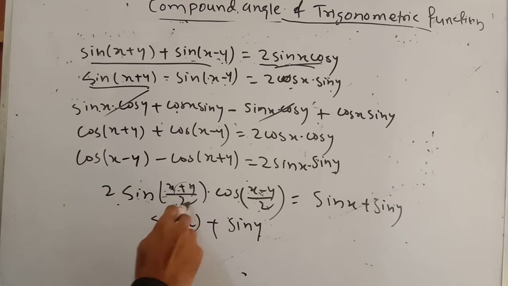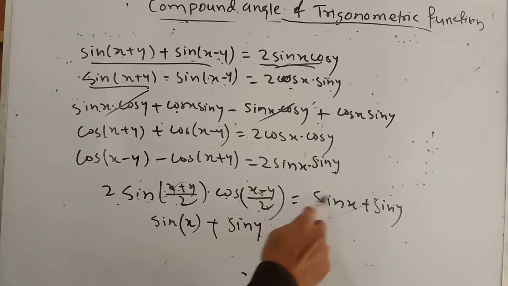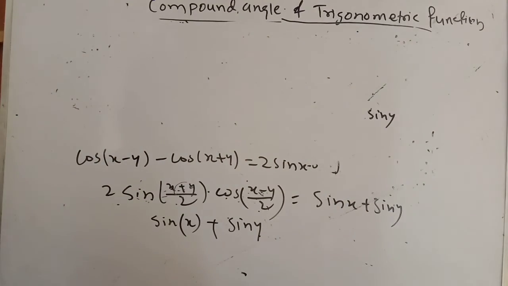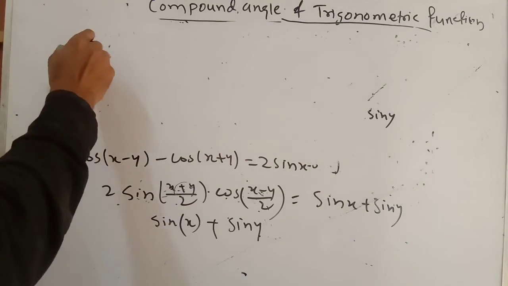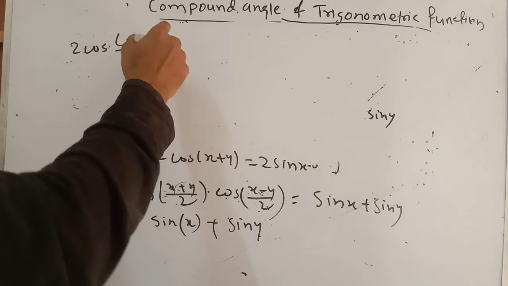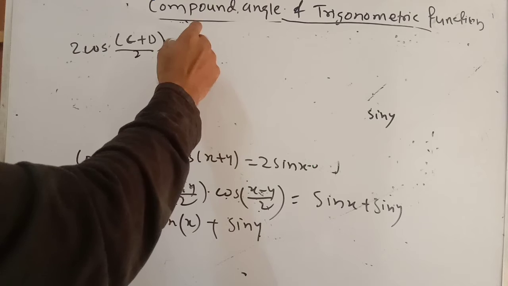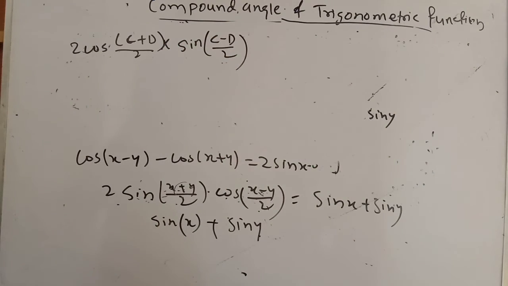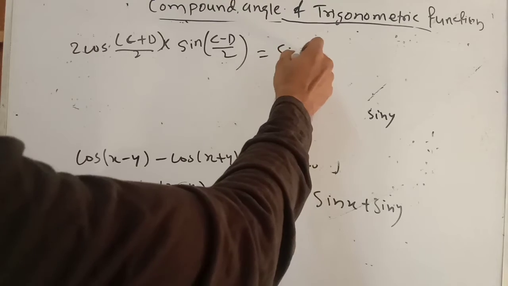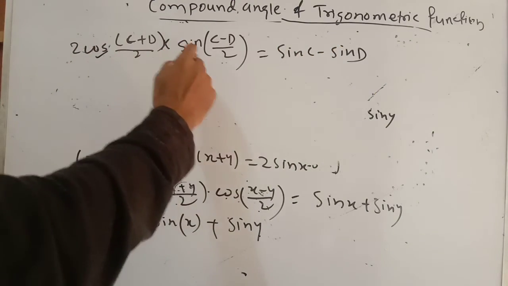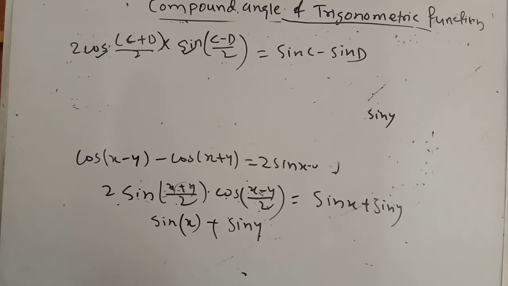So 2 sin((x+y)/2) cos((x-y)/2) is equal to sin x plus sin y. After that, let C plus D by 2 and C minus D by 2, and then you can write sin C minus sin D. When the terms are different, it becomes sin C minus sin D.